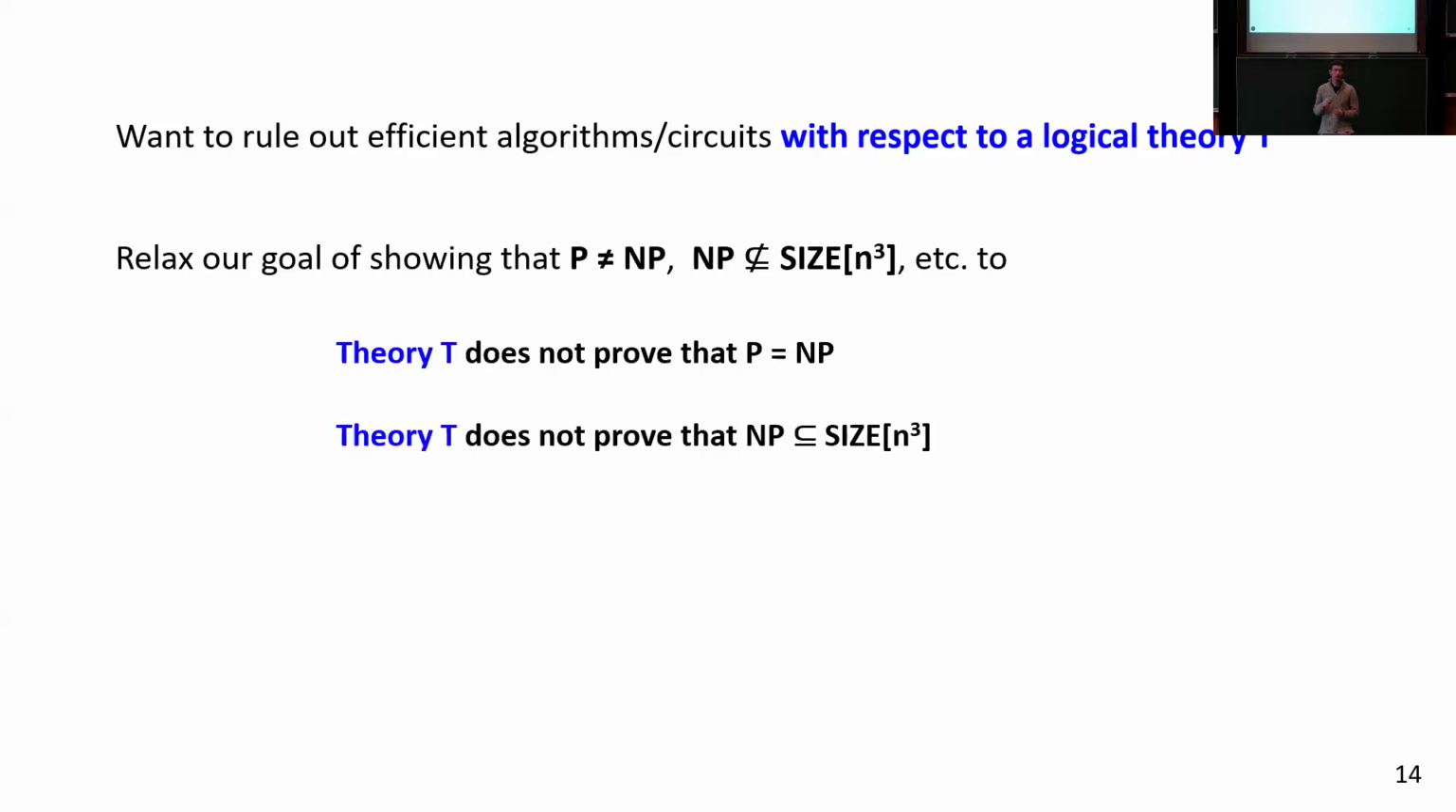So in some sense, we are relaxing our initial goals of showing lower bounds to just proving things of the following form. Here's a theory T. At least this theory cannot show that P equals NP. For the algorithms, for the circuits that this theory can see, the theory cannot show that they will be solving SAT. So in some sense, we are analyzing a smaller class of algorithms, only those that are somehow visible in the theory. So it's a relaxation of the original lower bound question.